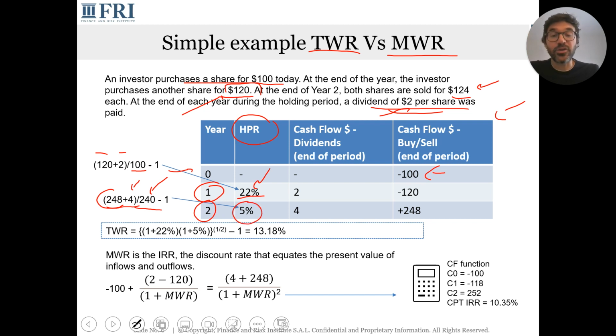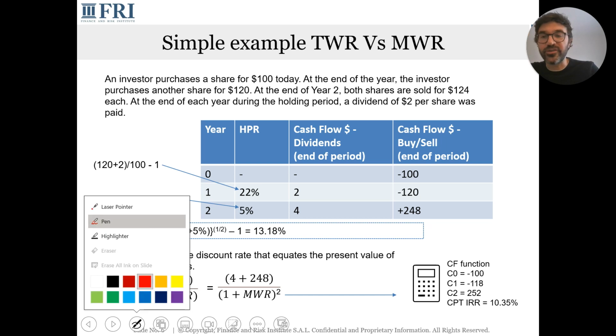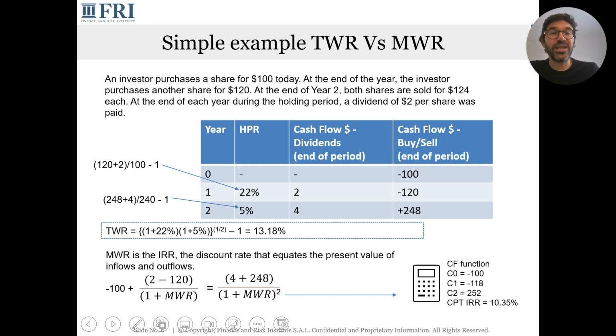We can now calculate a time-weighted rate of return. So the time-weighted rate of return is simply the geometric average, which is 13.18%. Now let's move to calculating a money-weighted rate of return, and remember that we are mostly interested in cash flows, because to calculate money-weighted rates of return, all we need is to calculate inflows and outflows and find the discount rate that makes the present value of inflows equal to the present value of outflows.